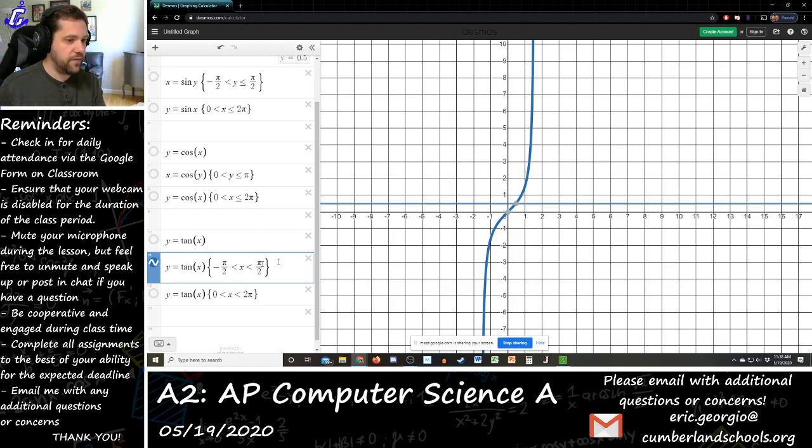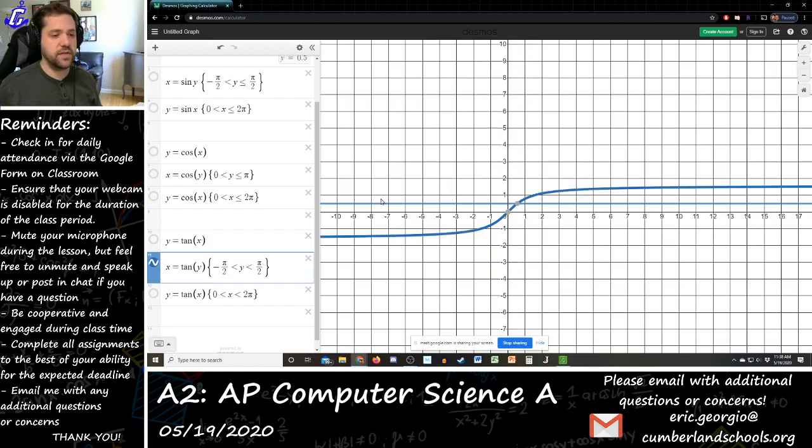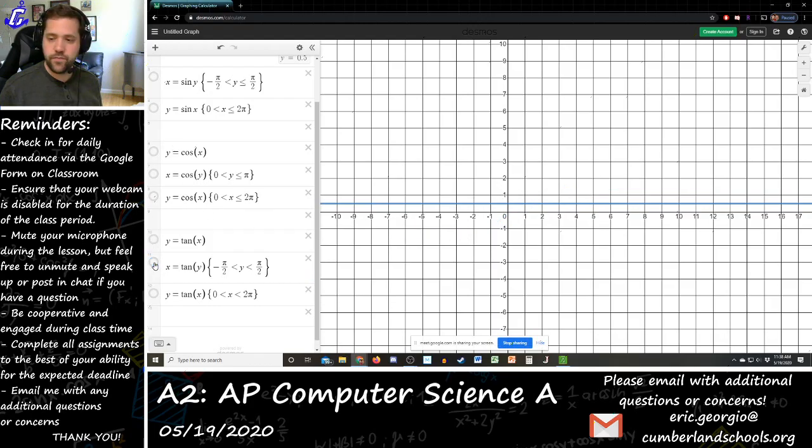Okay? If I look at that, notice that that now passes the horizontal line test. That gives me everything I need. And if I take the inverse, it looks like that. Okay? Which is a function. All right? So that's sort of the connection to the graph.